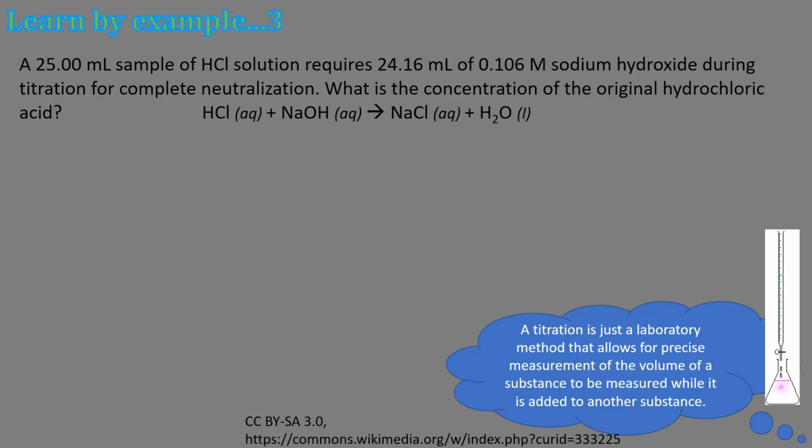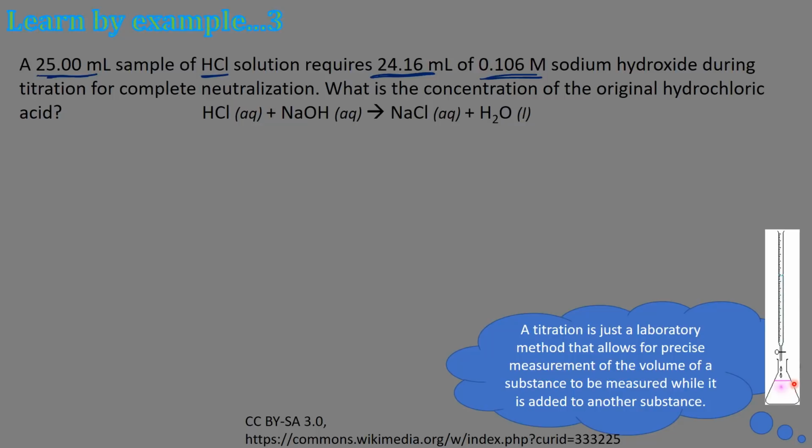This example says we have 25 milliliters of hydrochloric acid solution and it requires 24.16 milliliters of 0.106 molar sodium hydroxide during titration. So a titration is where we have this, it's called a burette, and we're adding a titrant to a sample. So in here we would have our hydrochloric acid, 25 milliliters of it, and we're slowly adding the base until we get an equivalence point.